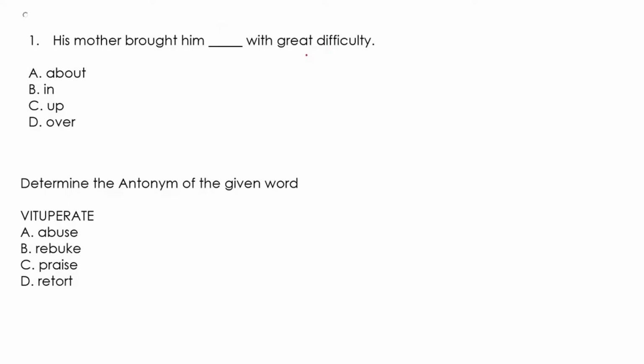Okay, so as you can see there is something related to difficulty and something related to his mother. So basically, if you go through it, brought him about, brought him in, brought him up. So you must be knowing bring up. What is the meaning of that? Bring up means to raise someone, किसी को पालन पोषण करना, right? So that's why the correct answer here will be up. His mother brought him up with great difficulty. उसकी माँ ने उसका बहुत मुश्किल से पालन पोषण किया. So that will be the correct answer.